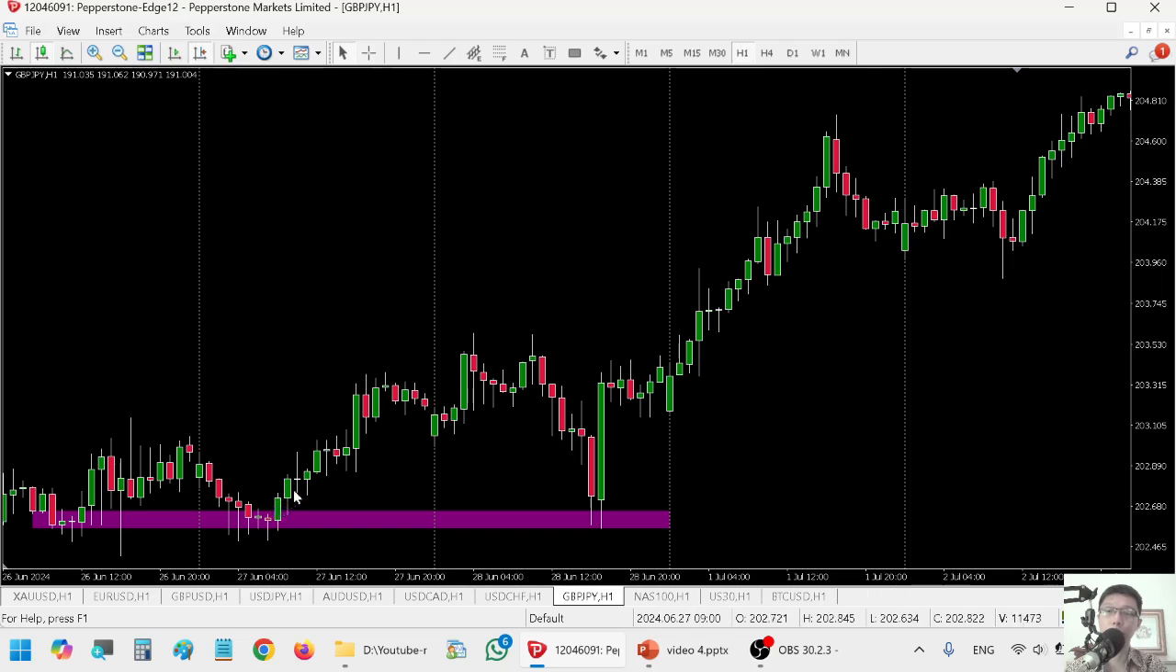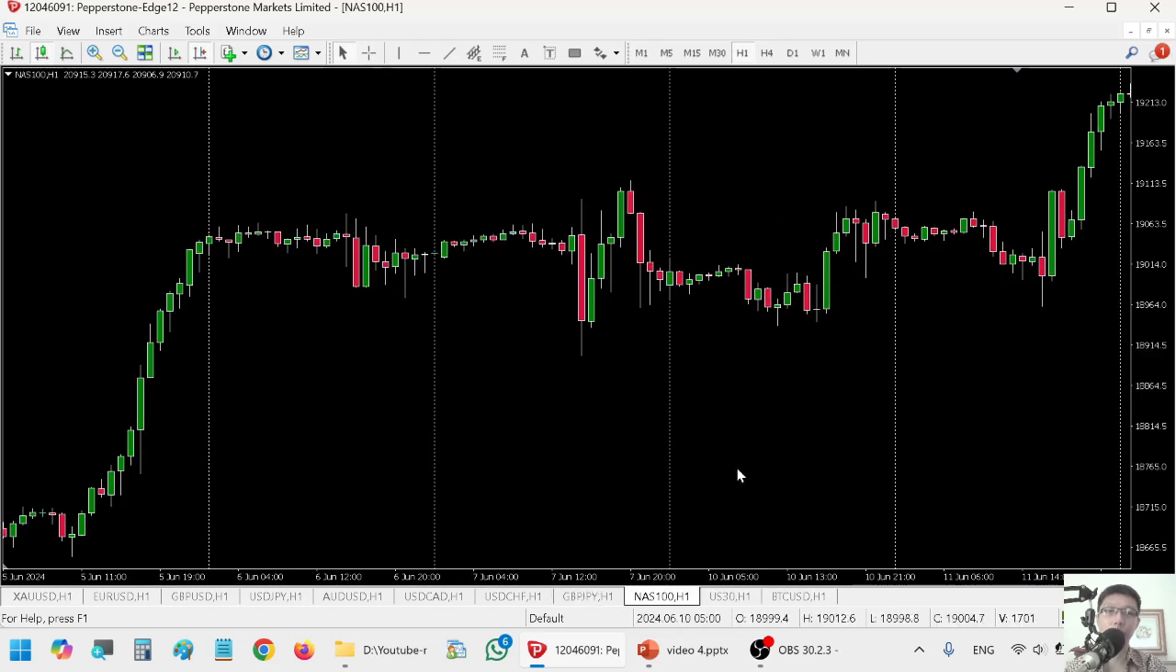This is the second push. After this, sellers try to push to the downside again. After touching this support, buyers push again. So this is the third push. One push, two push, three push, and uptrend began.